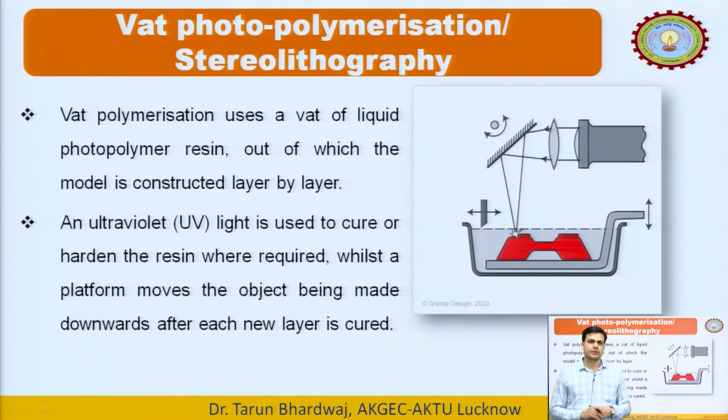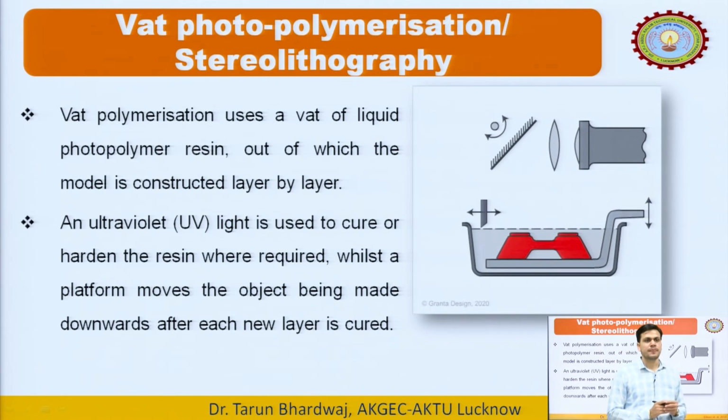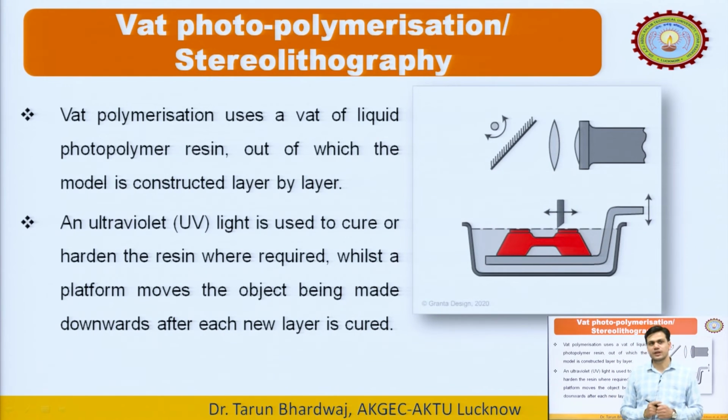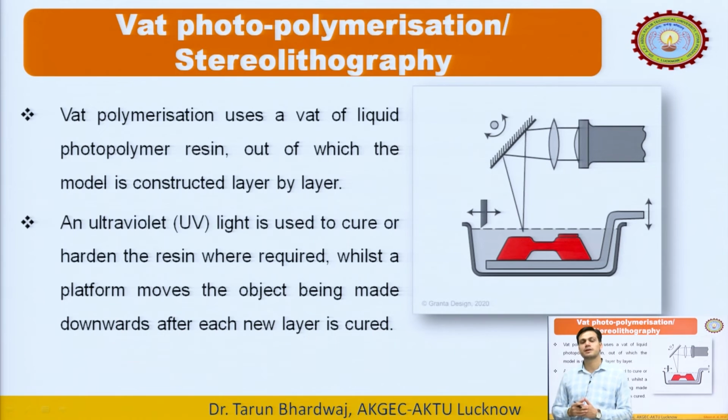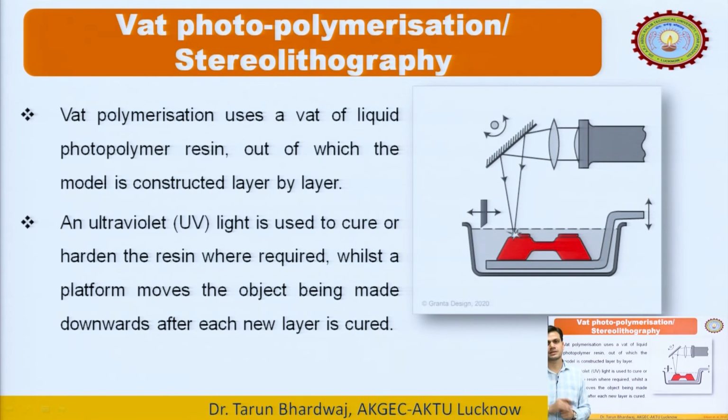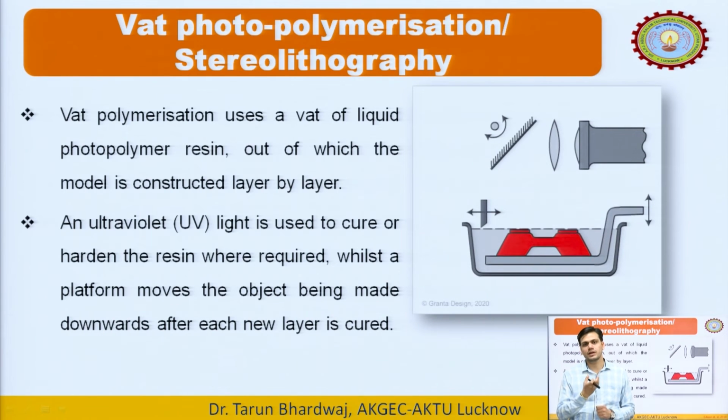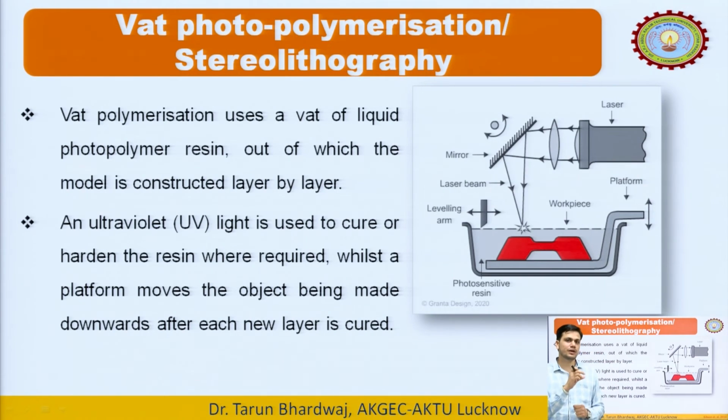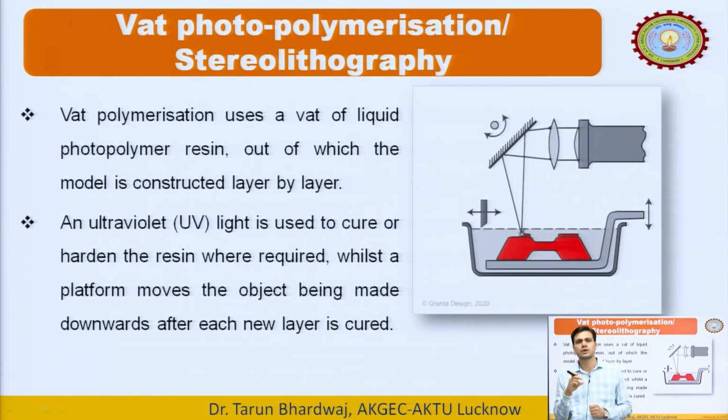because this process was basically developed for the resins first of all. No? So the vat photopolymerization uses a vat of liquid photopolymer resin, out of which the model is constructed layer by layer. As you can see over here in this diagram also, how the laser is coming and it is basically used to cure that particular liquid into the solid form. मतलब आपने एक लेजर डाली, वो क्योर कर रही है आपके लिक्विड रेजिन को, और क्योर करने के बाद वो लिक्विड रेजिन कन्वर्ट हो जाता है into the solid form.